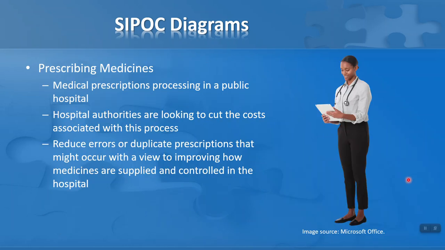So let's take a look at an example to illustrate what we're talking about here. And the example I'm going to use is of prescribing medical medicines in a public hospital. And let's say the hospital authorities are looking to cut the costs associated with the process, and maybe they want to reduce errors or duplicate prescriptions that might occur, and they want to improve how medicines are supplied and controlled in the hospital. So the starting point for us is to create a SIPOC diagram.